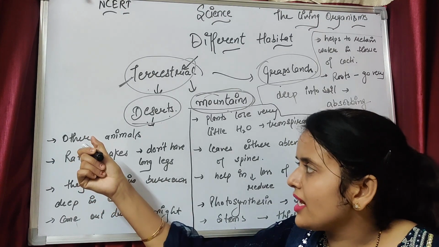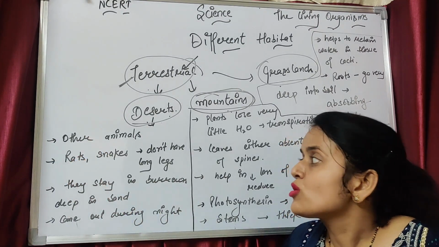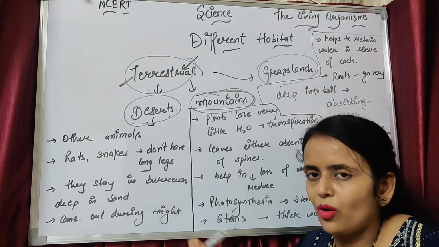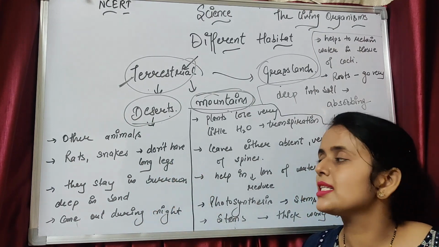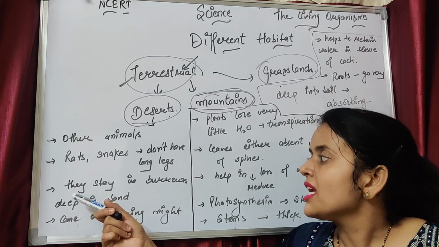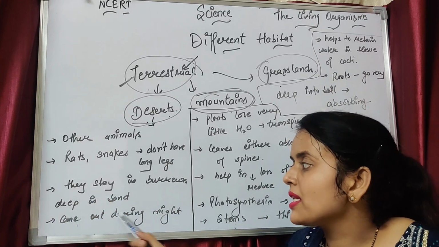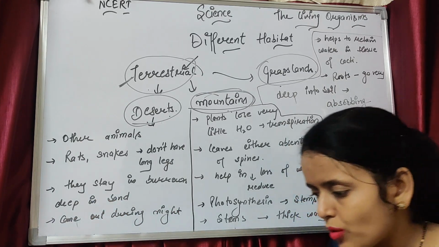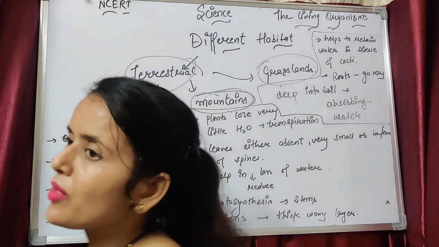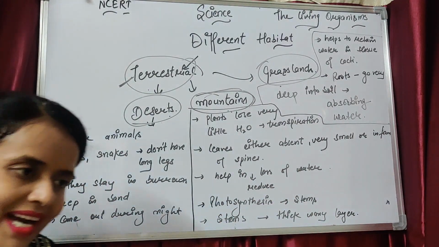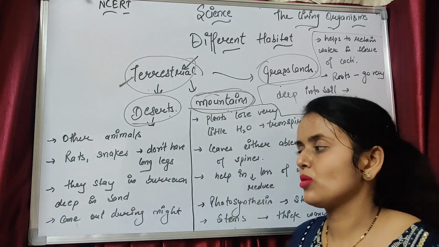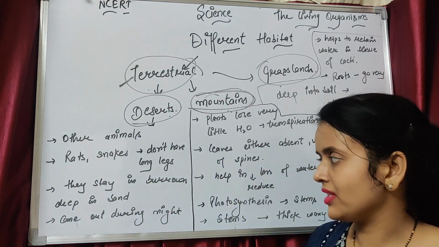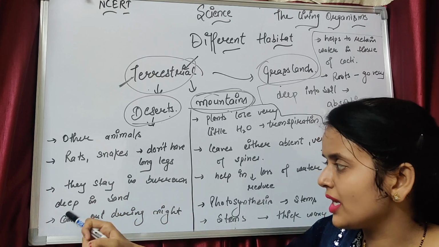Other animals are rats and snakes. They do not have long legs. So how do they survive in the desert? We will discuss these things. They stay in burrows deep in the sand. They make a burrow in the deep sand because at night the sand will cool down and become so cool, and they can survive in it.